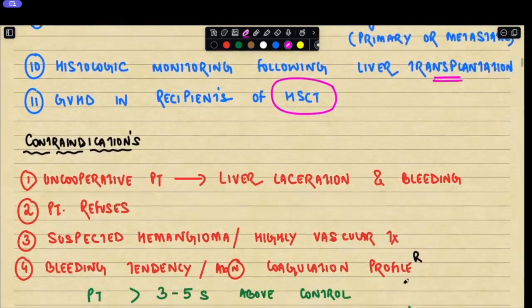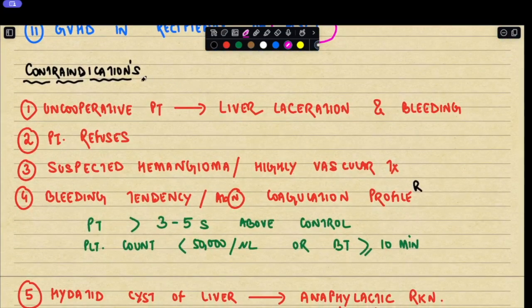So what are the contraindications? The first important thing: if the patient has given consent but the patient is highly uncooperative. If the patient is moving a lot while you are performing the procedure, there is a high chance of liver laceration as well as bleeding. So for an uncooperative patient, for safety reasons, you have to stop doing the procedure.